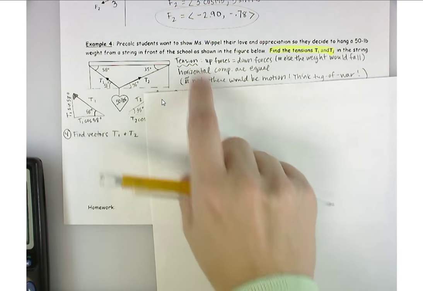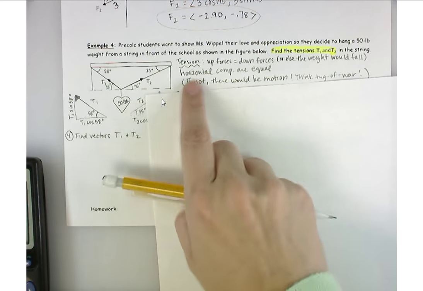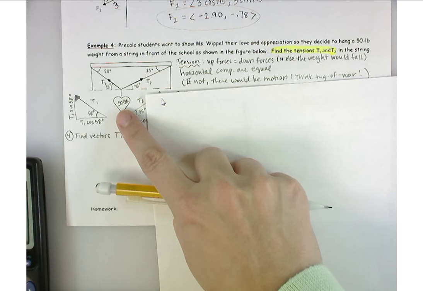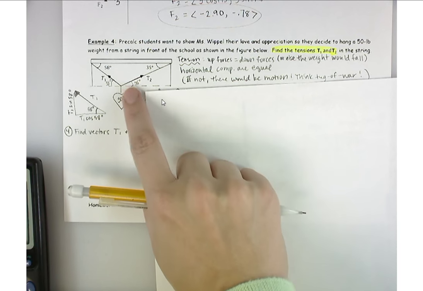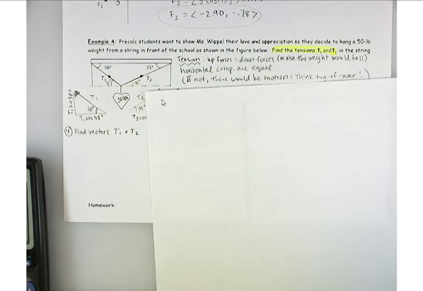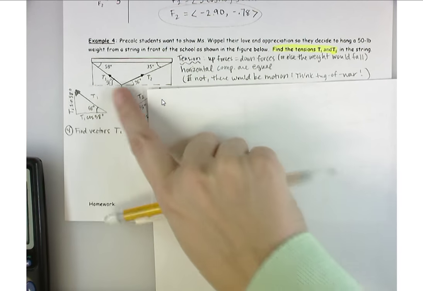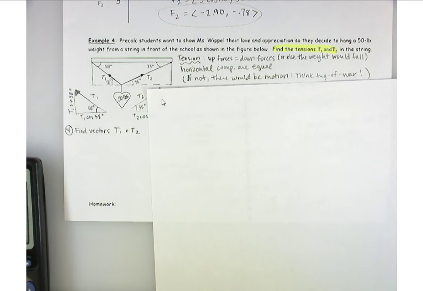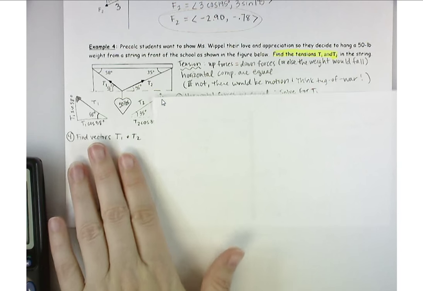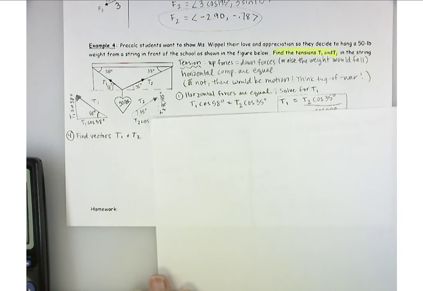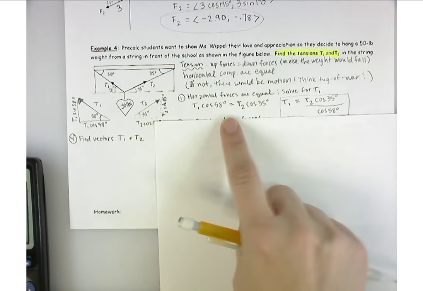Then we also know the horizontal components are equal, because if not, then this would be moving. Okay? We were thinking of tug of war, right? So if tension 2 is pulling more, the weight would move that way. If the tension 1 vector is pulling more, then it would move to the left. So what we did is we set the horizontal forces equal.